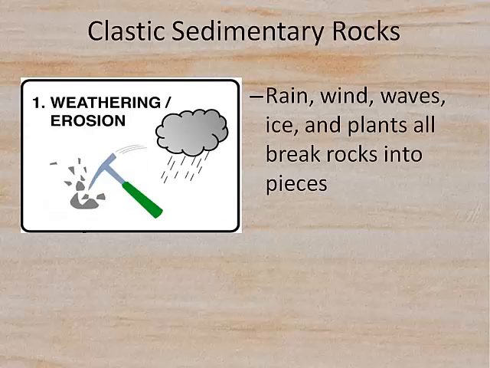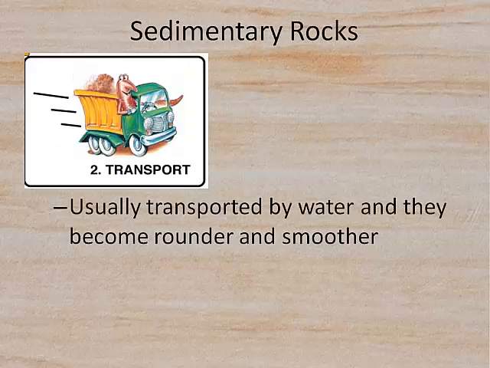Alright, so weathering and erosion. Rain, wind, waves, ice, even plants are constantly breaking rocks down. Rocks look like they're permanent when you see them outside, but they're constantly getting smaller by the day. Not significantly smaller every day. You can't see them change usually, but it's happening, and they're being broken down into small pieces. Those pieces then get transported, almost always by water, sometimes by wind, occasionally by ice, usually water.